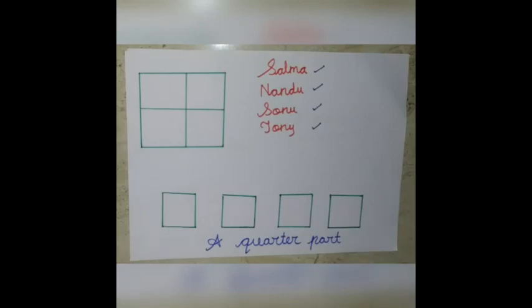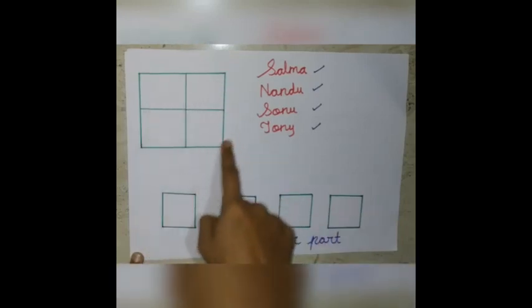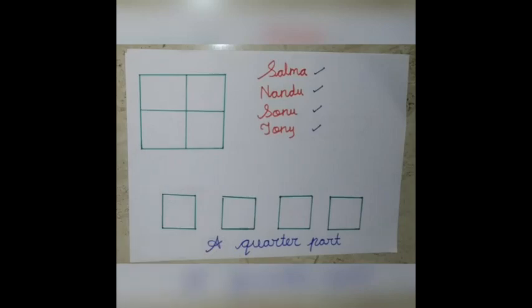Students, when something is divided into 4 equal parts, each of the parts is a quarter of that thing. Means we can say that Salma got a quarter of paper. This is also a quarter. This is also a quarter. This is also a quarter. And 4 quarters will make a whole sheet of paper.